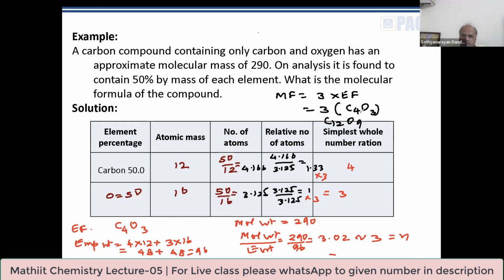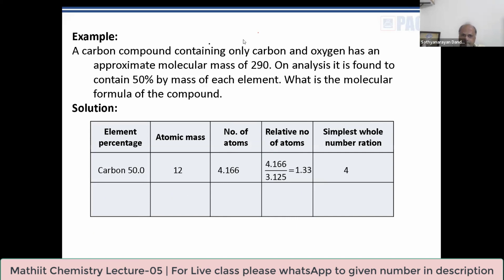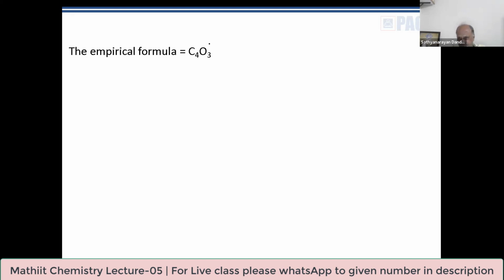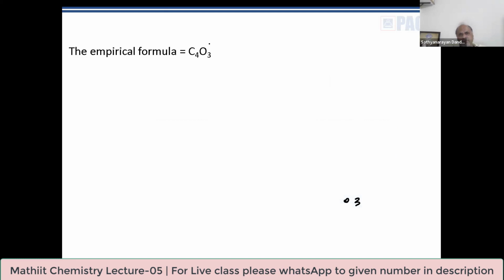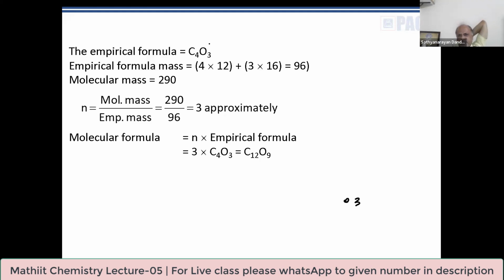Can I delete and show you the whole working again? Here, the working. It should be C4O3. Let me correct here. What is the mistake in the typing? Oxygen is 3. C4O3, molecular formula C12O9. You got it, all of you.